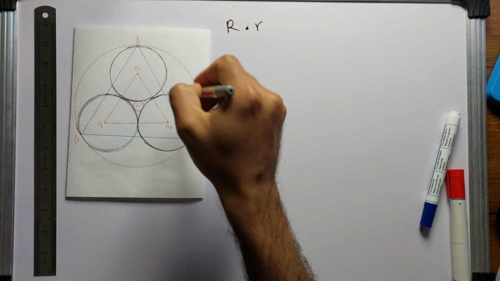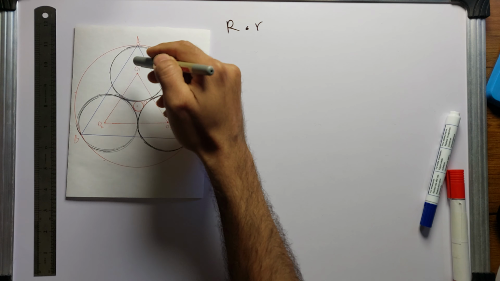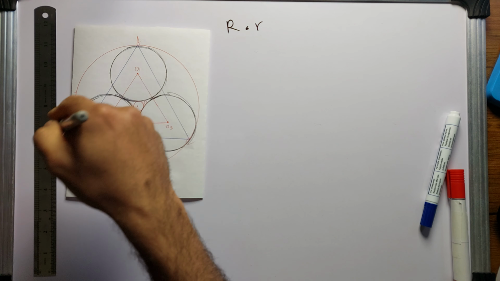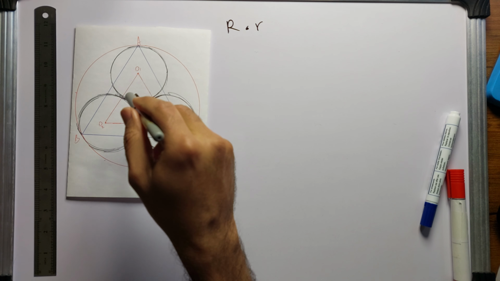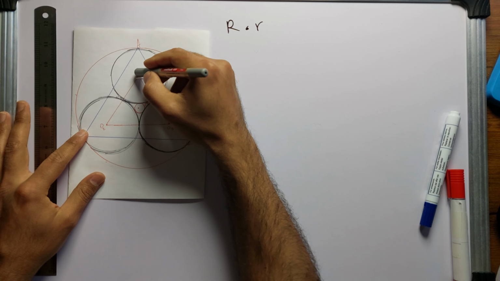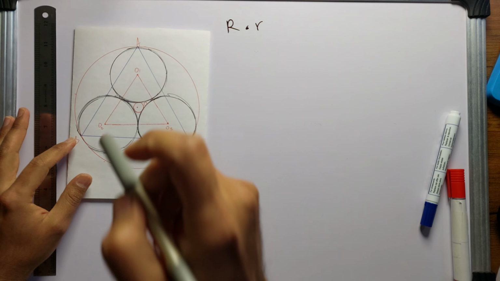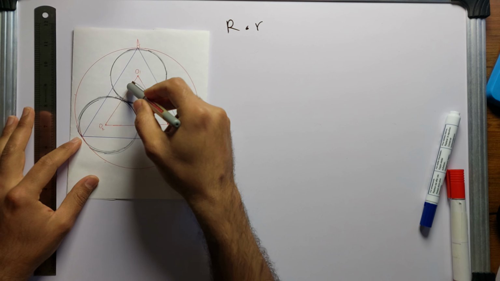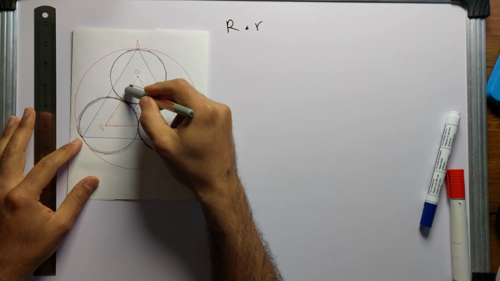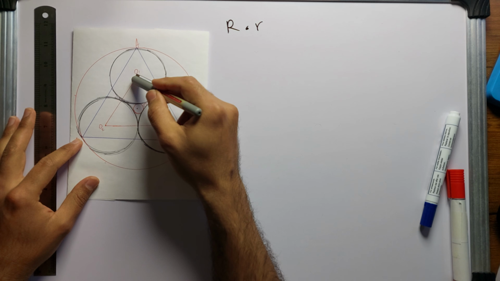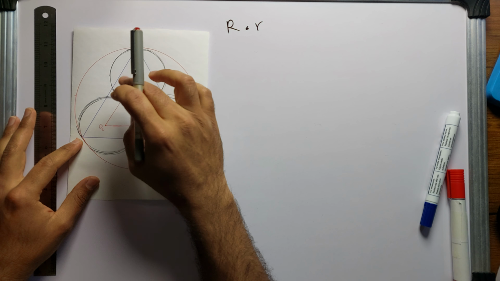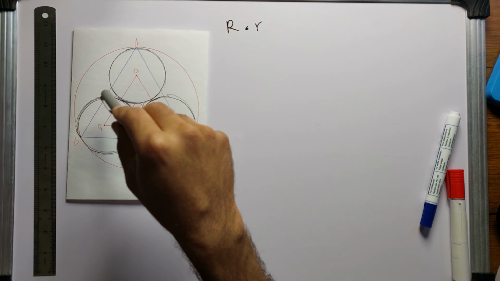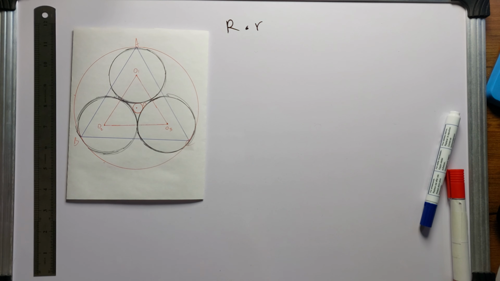Let's name the vertices and points of tangency A, B, C, and the centers of these smaller circles O1, O2, O3, and the center of the large circle is O. If we connect the centers of the smaller circles, we have another equilateral triangle with sides of twice r, the radius of the small circles, because they are tangent to one another. The side of this equilateral triangle is just twice the radius of the smaller circles, according to the laws of tangency.